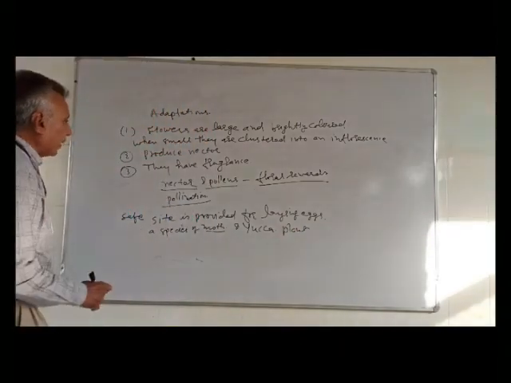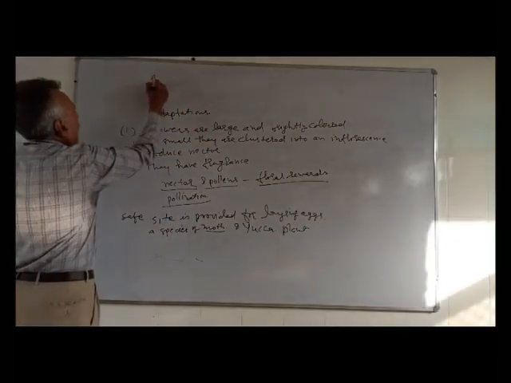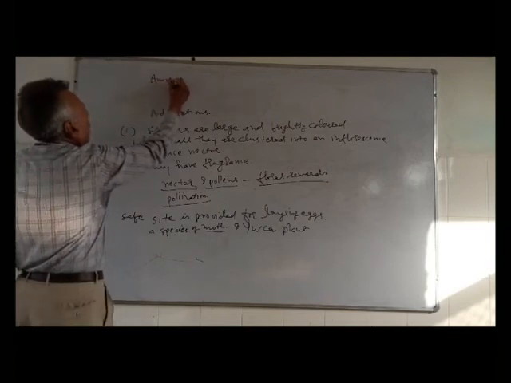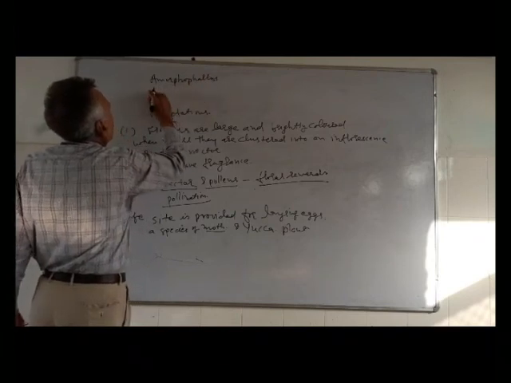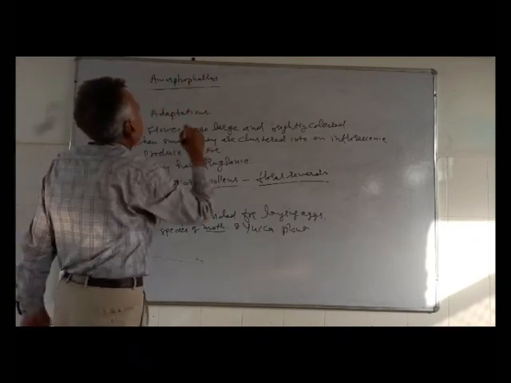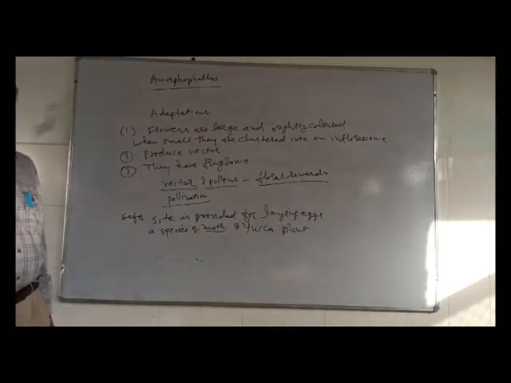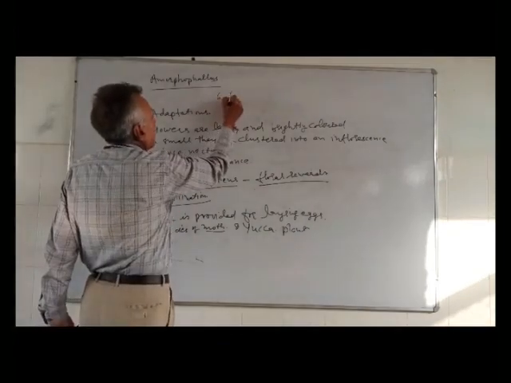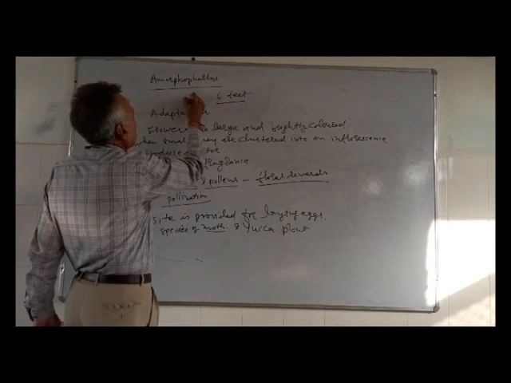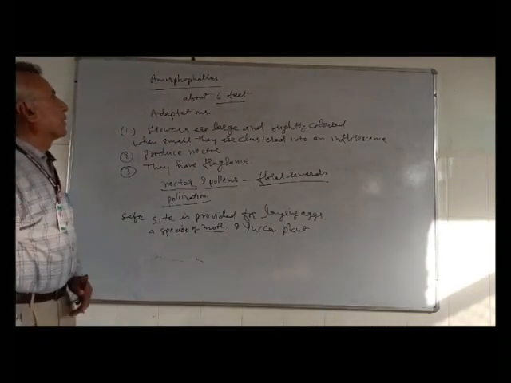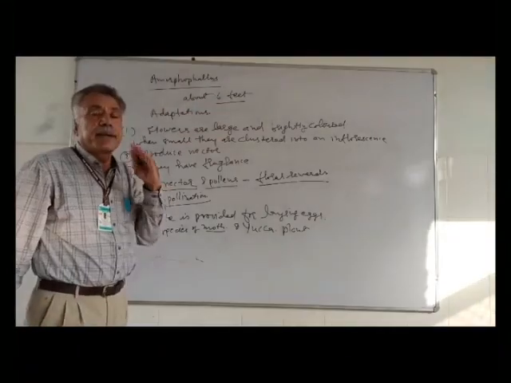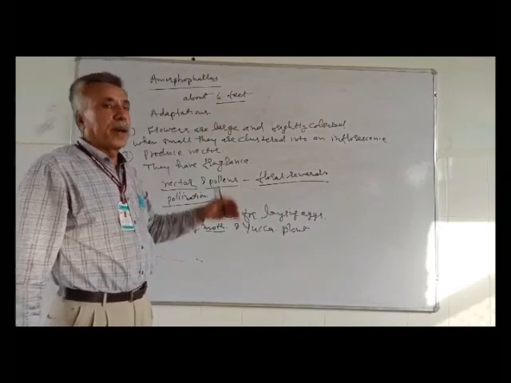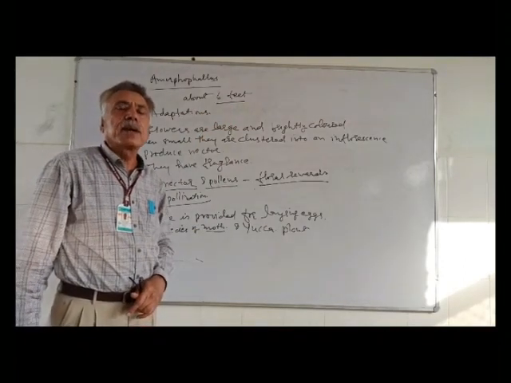One more example, a flower named Amorphophallus. Amorphophallus is the tallest flower, with a height of about 6 feet. It also provides a safe site for the eggs.